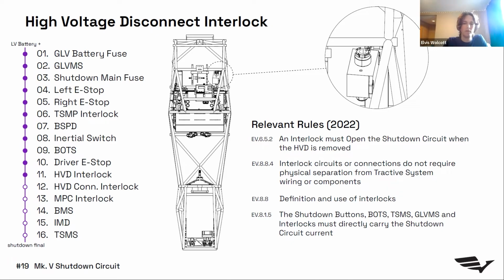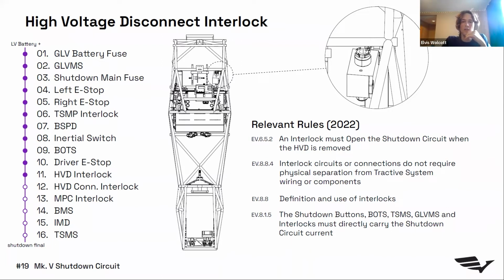The next three are more interlocks, and the same rules as all the interlocks apply here. The first one is the high voltage disconnect, which is a switch. If you see it on the car, it has this orange rotating handle. When you rotate it, it breaks the circuit. And so it's a really fast way for someone who is coming to the aid of the driver to disconnect the high voltage system and ensure that it is safe to approach the vehicle.